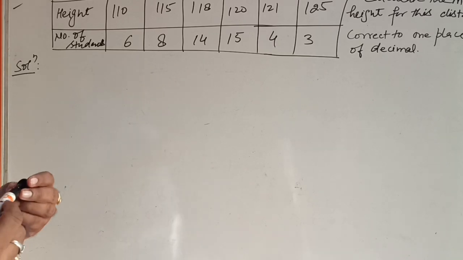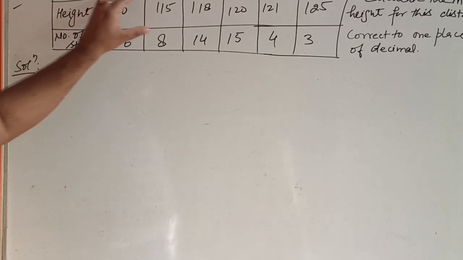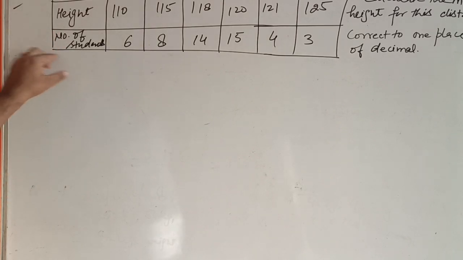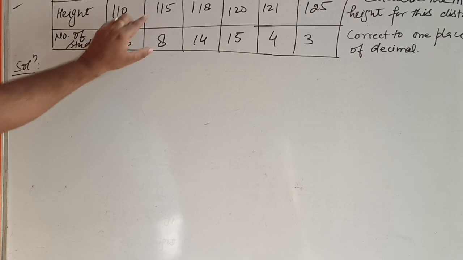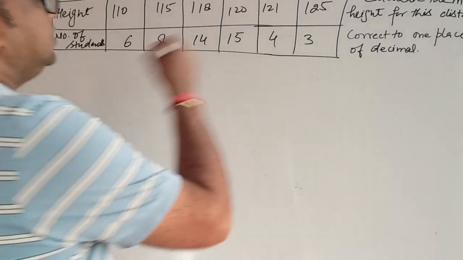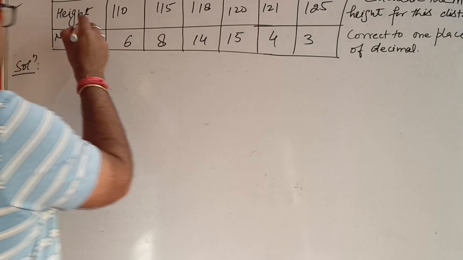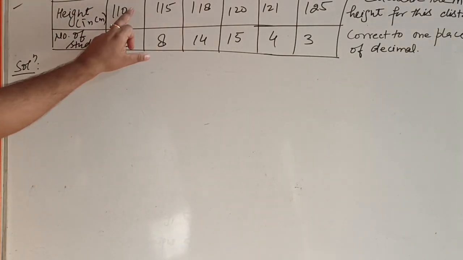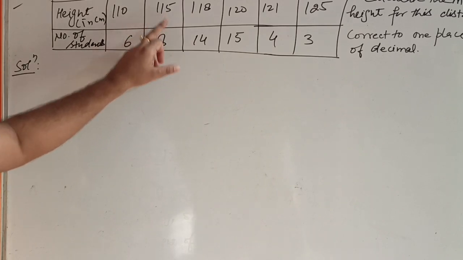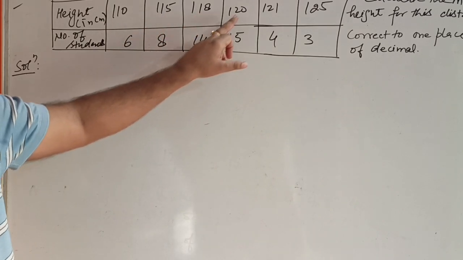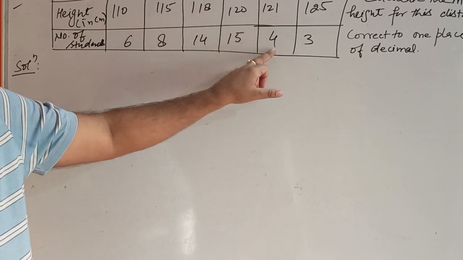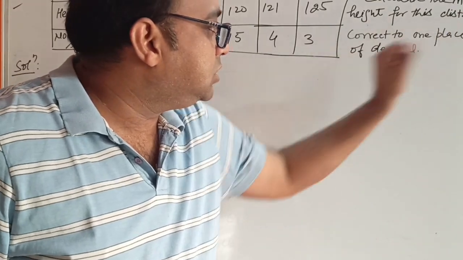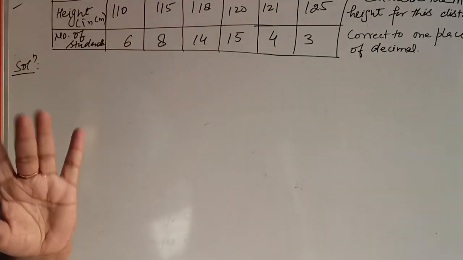So now moving on to the next problem. The distribution of height of 50 students was as under. Height in centimeter and the number of students: 110 for 6, 115 for 8, 118 for 14, 120 for 15, 121 for 4 and 125 for 3. So we have to calculate the mean height for this distribution correct to one place of decimal.